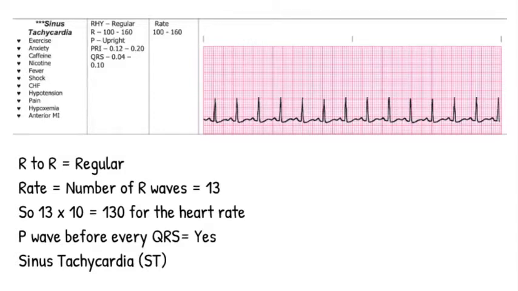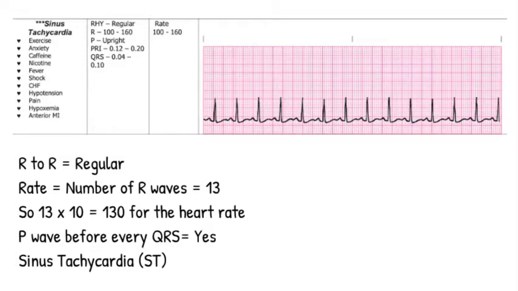Now, some of the causes for sinus tachycardia can be exercise, anxiety, caffeine, nicotine, fever, shock, congestive heart failure, hypotension, pain, hypoxemia, and MI. So we're going to move on to bradycardia, specifically sinus bradycardia.